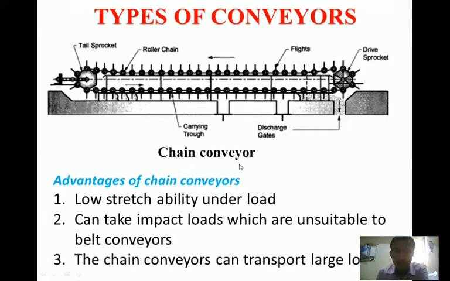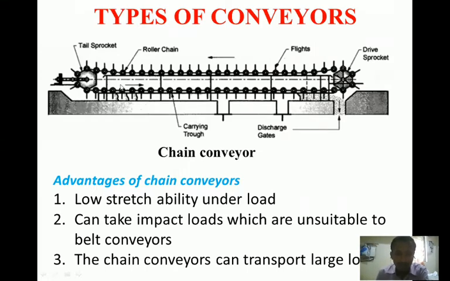So next is chain conveyor. Here, instead of a belt, a chain is used in the conveyor. Again, this is a tail sprocket, so chain. Instead of a pulley, we say it as a sprocket, on which the chain is going to make the movement. So this is a drive sprocket and this is a tail sprocket. So this is the chain.